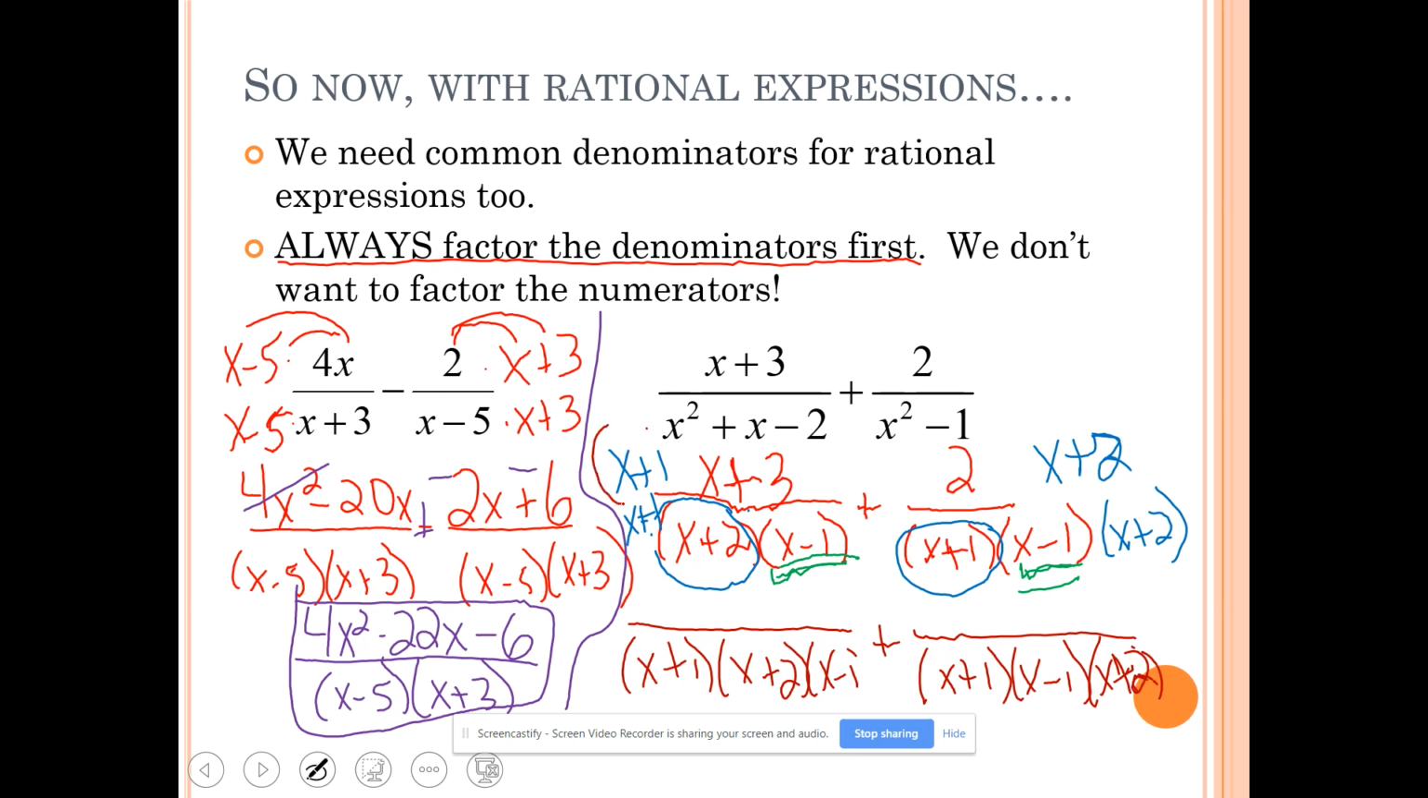All right, on the top left, I need to distribute or FOIL. So we have x squared plus 3x plus 1x plus 3. And then over here on the right, I'm distributing. 2 times x is 2x. 2 times 2 is 4.